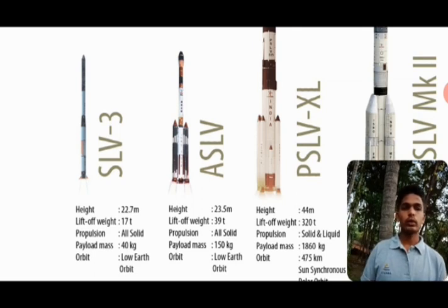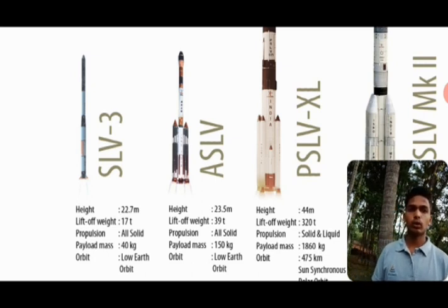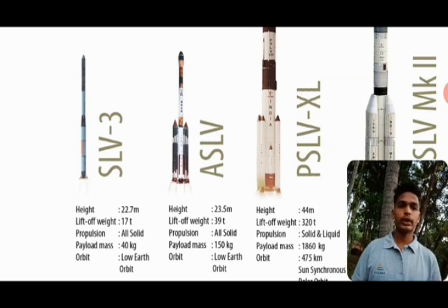So next one is the Augmented Satellite Launch Vehicle. As we differentiate between SLV and ASLV, we can observe there are two advanced boosters connected with it. It has height 23.5 meter, lift-off weight 13 ton, propulsion all solids, payload capacity 150 kg, and the orbit is the same as SLV, that is low earth orbit.